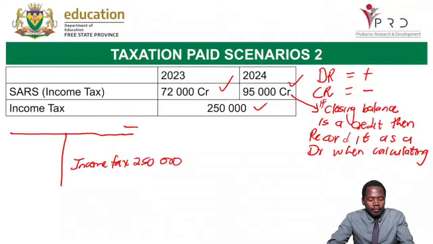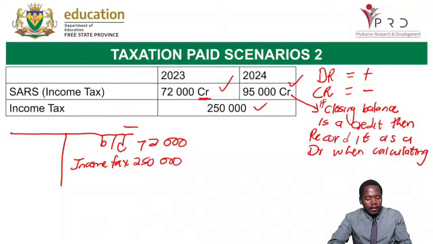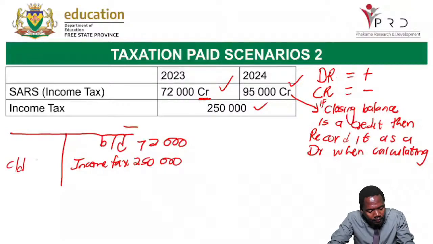And then we look at our opening balance. It's written as credit, so we put it on the credit side. Closing balance is shown as a credit. It means where do we record it? On the debit side. Okay?